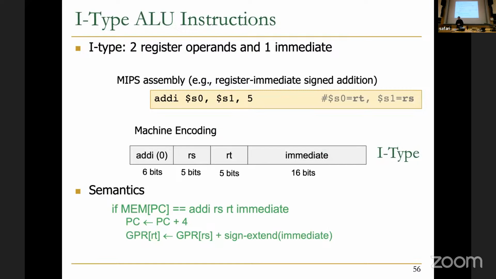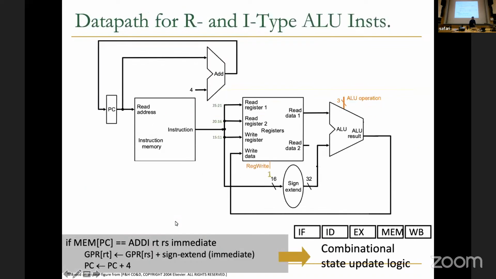So we're still talking about arithmetic instructions, but there are other types of arithmetic instructions, I-type arithmetic instructions. Basically, these have 2 register operands and 1 immediate. And the specification is that if the memory pointed to by PC has this sort of encoding, then general purpose register RT should get general purpose register RS plus the sign extended immediate coming from the instruction, and PC should be incremented. Okay, so this was our data path with the earlier add.